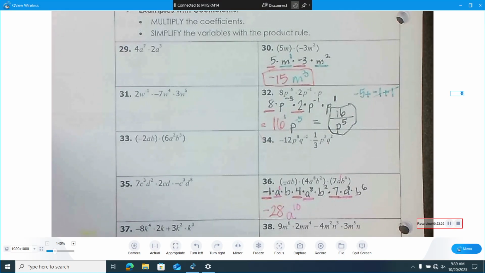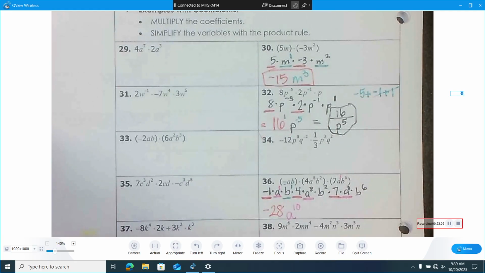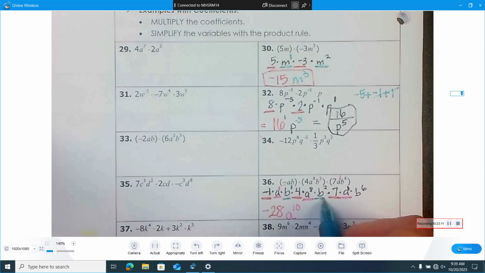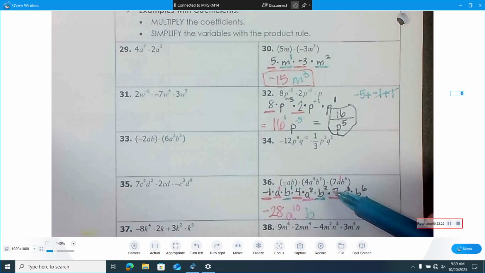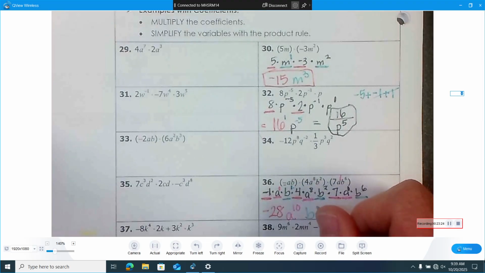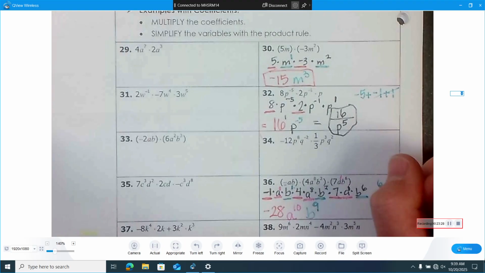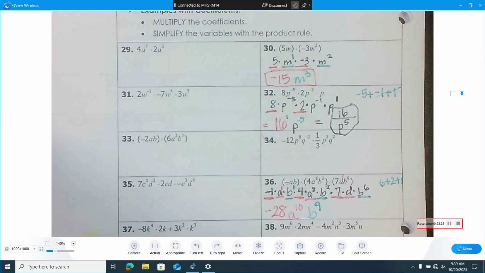And then we have a b to the 1st power. There was an invisible 1 there. B to the 1st power. We have a b squared, and we have a b to the 6th power. That's going to be b to what power? 6, 7, 8, 9? 9. B to the 9th. Adding those exponents, 6 plus 2 plus 1 gives me that 9, okay?